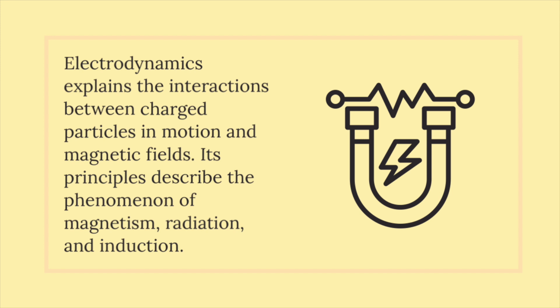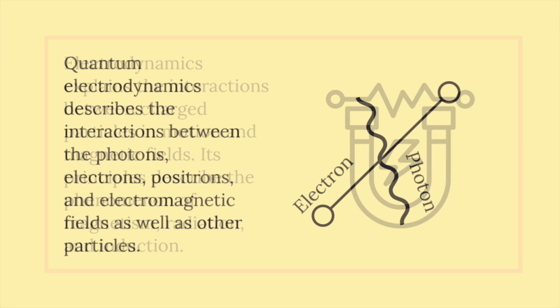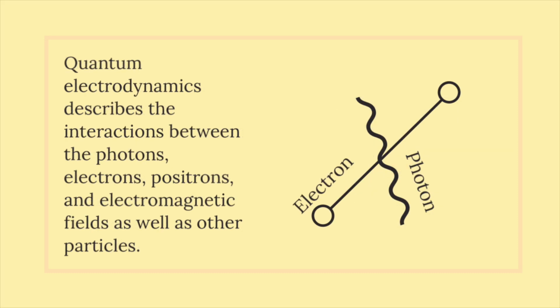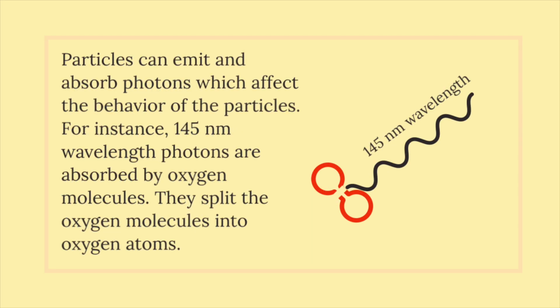Electrodynamics explains the interactions between charged particles in motion and magnetic fields. Its principles describe the phenomena of magnetism, radiation, and induction. Quantum electrodynamics describes the interactions between photons, electrons, positrons, and electromagnetic fields, as well as other particles. Particles can emit and absorb photons, which affects the behavior of the particles. For instance, 145 nanometer wavelength photons are absorbed by oxygen molecules. They split the oxygen molecules into oxygen atoms.